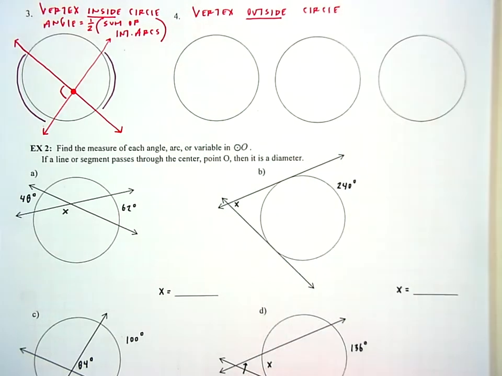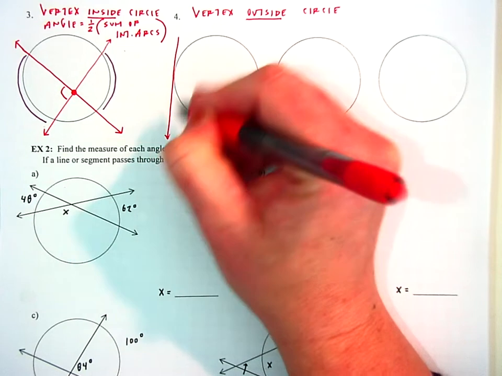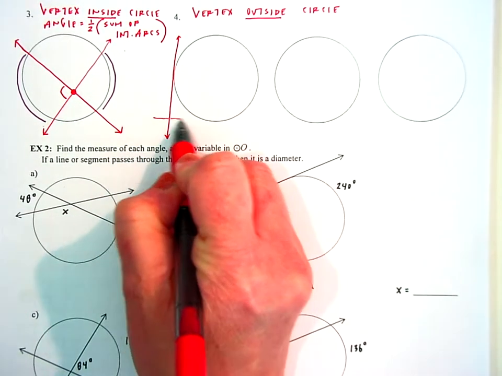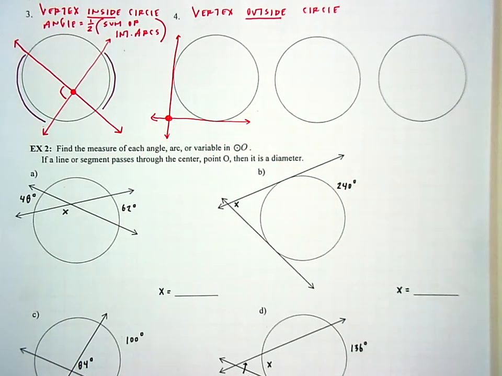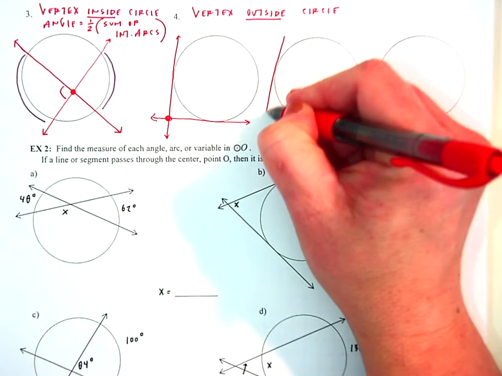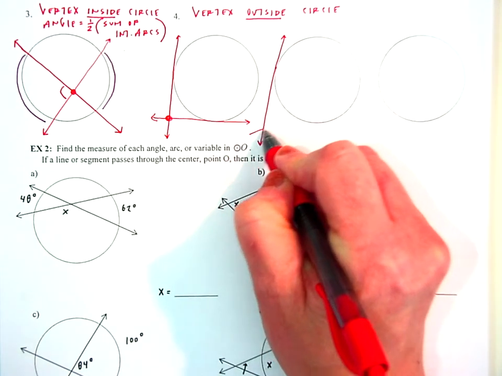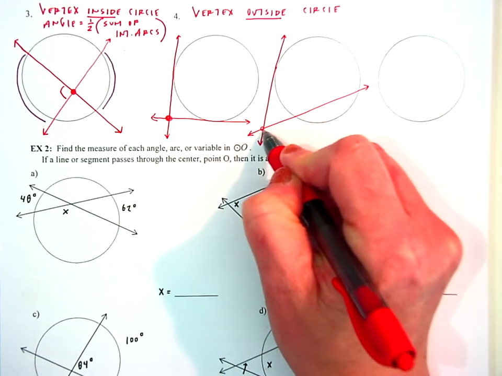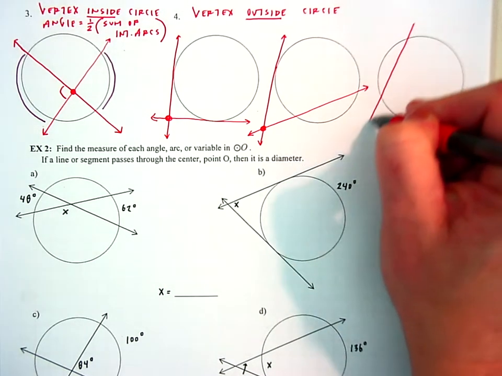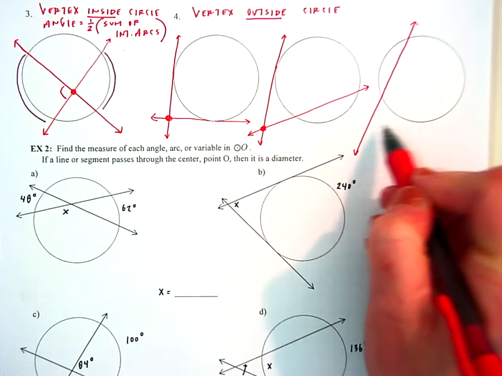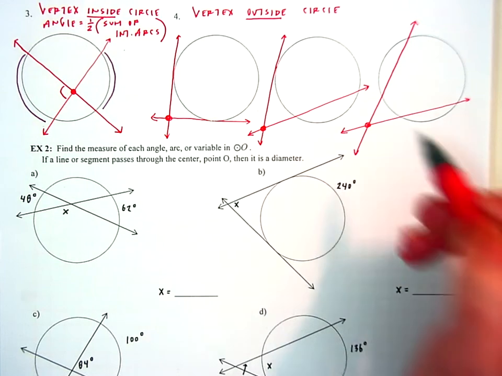So let me first draw you the different ways that that could look. So I could have a tangent line that looks like this, and then another tangent line that looks like this. Right, here's my vertex, it's outside of the circle. I could also have a tangent line that looks like this, 1 point of intersection right there, and then a secant line that looks like this. Here's that vertex, it's outside of the circle. Or my other way that I could make it look, I could have a secant line like so, and another secant line like so. And again, my vertex is outside of the circle.